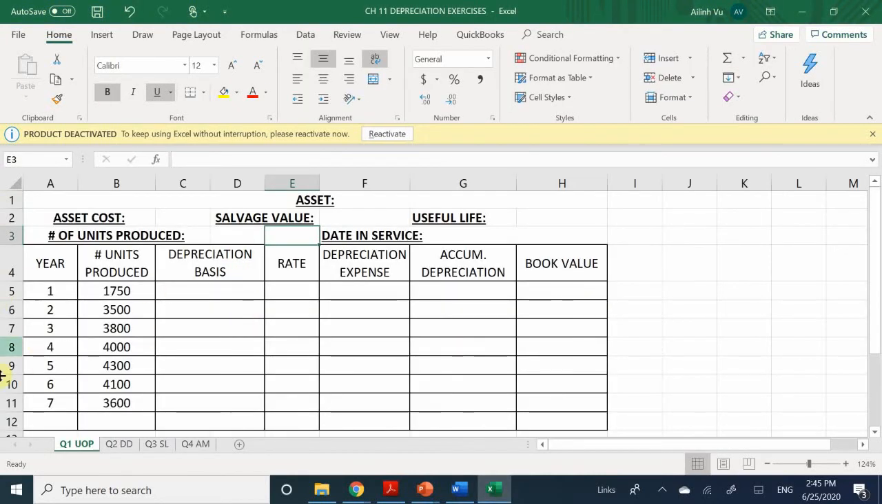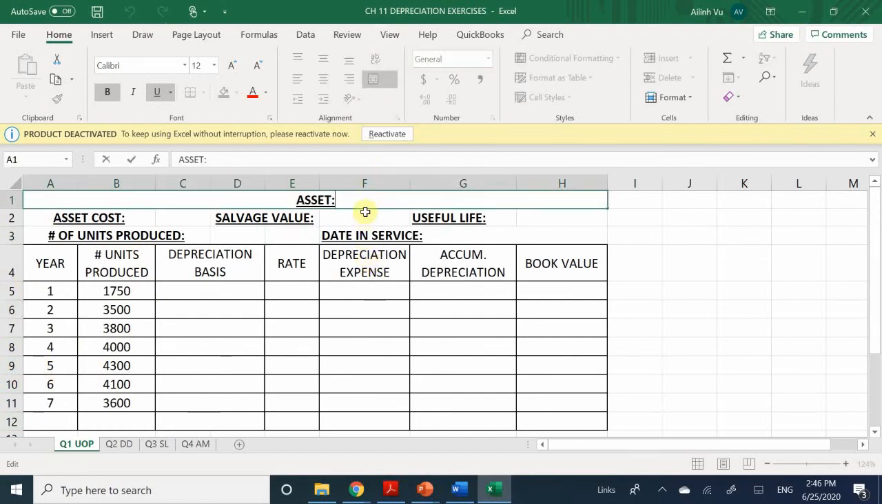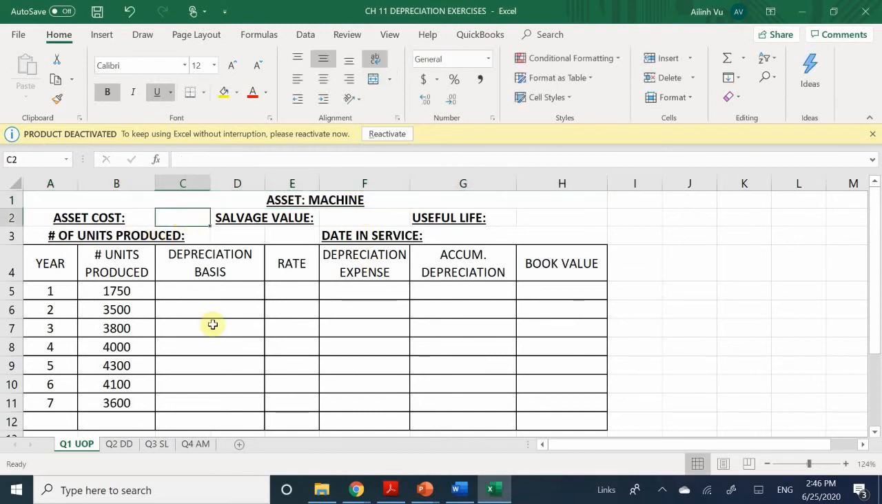So here I'm doing problem number 1, units of production. What is my asset? Machine. Yes. What is my asset cost? You say 2,050. Mm-hmm. And then my salvage value?